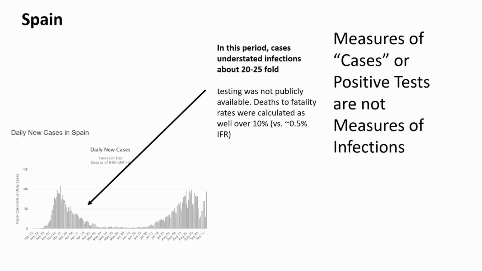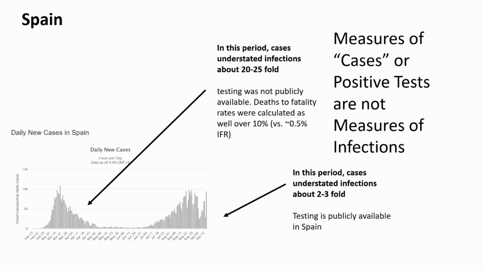Early on in Spain, cases likely understated infections 25-fold, meaning for every case there were 24 or more other infections not identified as a case. Case numbers in Spain were being reported from hospitals, complemented by positive tests as available, but the average age of a case early on was 60 years old, not because that was the average age of an infection for someone with an infection, but because the data collection method was heavily biased towards patients in hospitals.